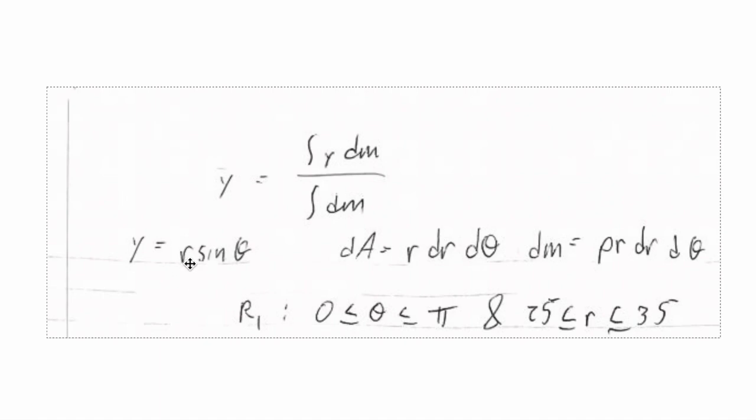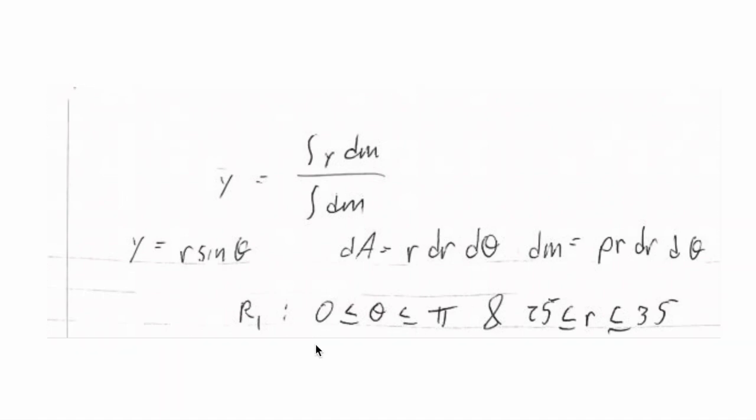In polar coordinates, the y coordinate can be represented with r sine theta over here. And then to talk about the area, we'll be using this expression right here, r dr d theta, and then dm from up here, that's the mass that can be represented with this rho r dr d theta. So this rho right here represents density.